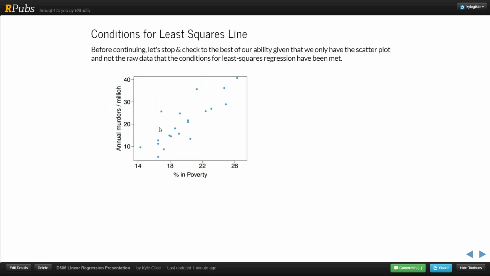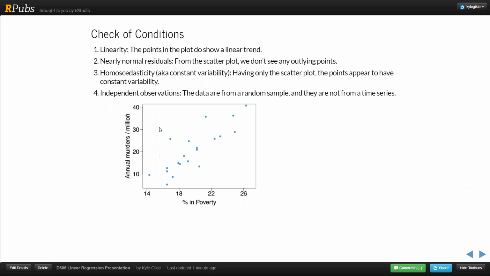Before we continue, let's stop and check, to the best of our ability, given that we only have the scatter plot and not the raw data, that the conditions for least squares regression have been met. Check the conditions. Linearity: the points in the plot do show a linear trend. Number two, nearly normal residuals: from the scatter plot, we don't see any outlying points. Number three, homoscedasticity, aka constant variability: having only the scatter plot, the points appear to have constant variability. And lastly, independent observations: the data are from a random sample, and they are not from a time series.